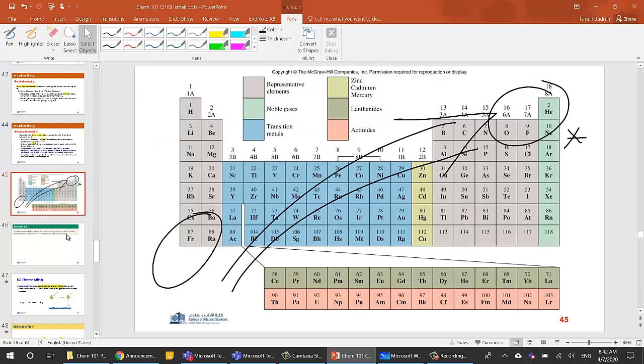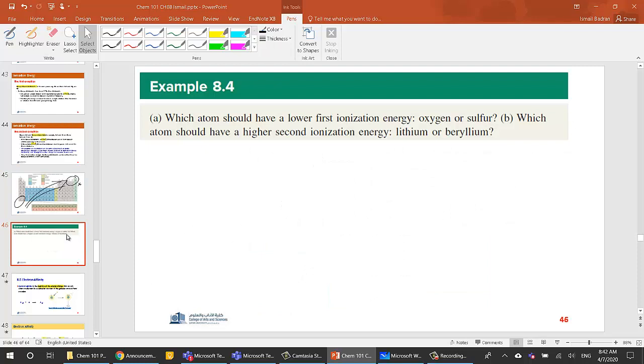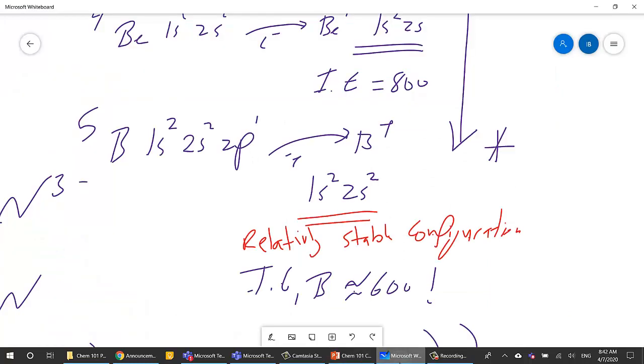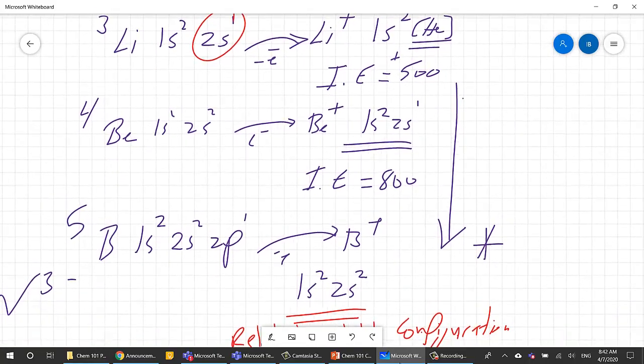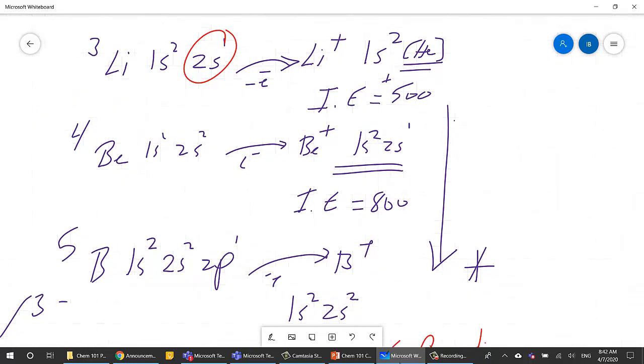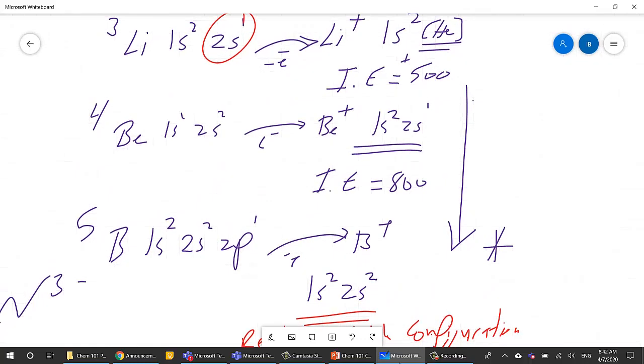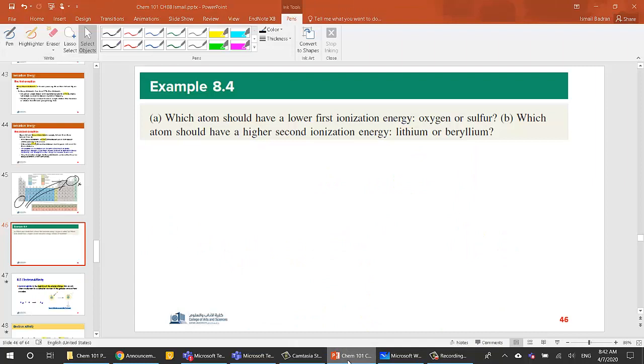So we have lithium and beryllium. We explained this already in the previous example. We showed you here that lithium has an ionization energy of roughly 500, because you're taking an electron out and bringing it to 1s2. Beryllium, you're breaking a relatively stable configuration, and therefore the ionization energy is higher. This is the first explanation. The second explanation is that as you go from left to right across the periodic table, the ionization energy increases, and therefore beryllium has a higher one.